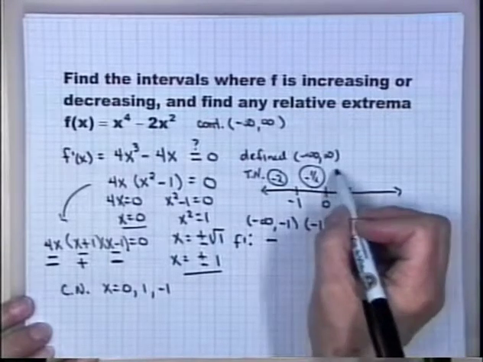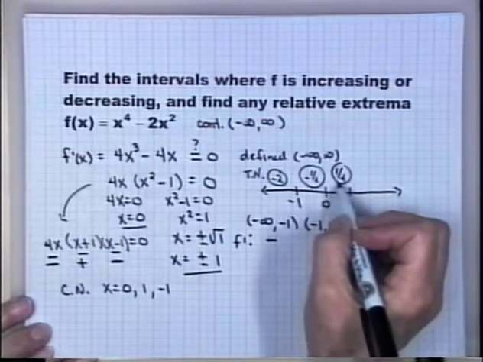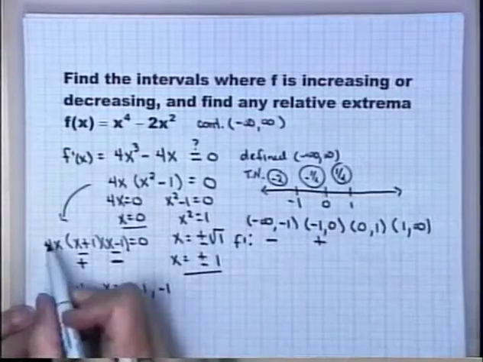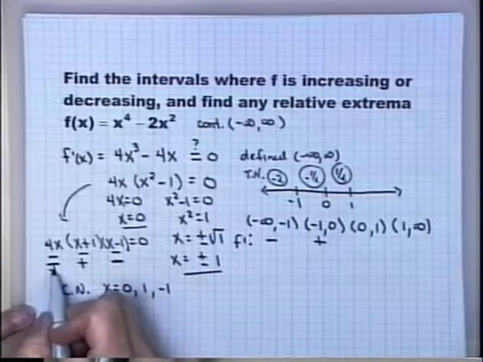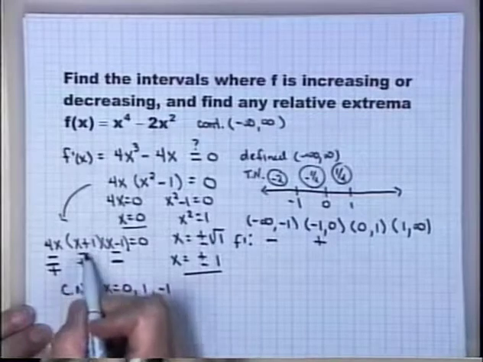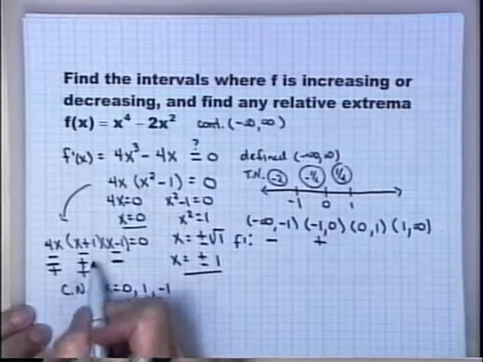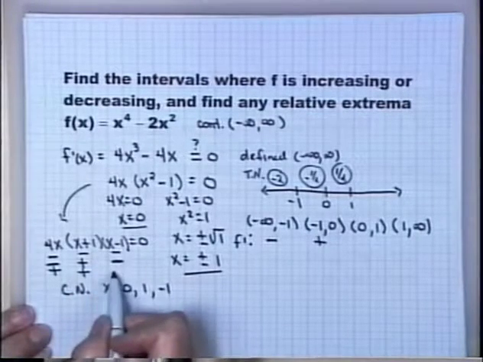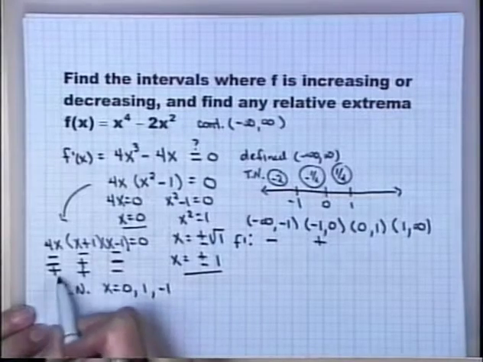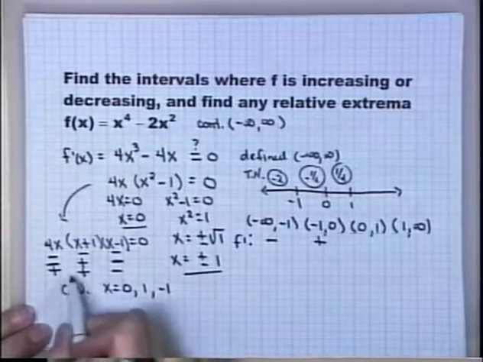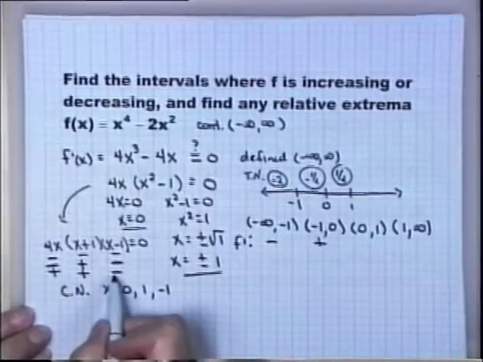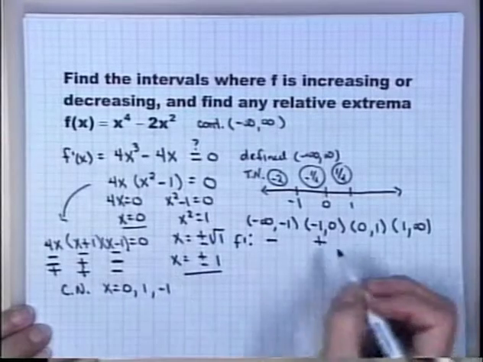Between 0 and 1, I can use the test number 1/2. So again, let's go to these factors. 4 times 1/2 is positive. 1/2 plus 1 is positive. 1/2 minus 1 is negative. If I multiply two positives times a negative, I'm going to get a negative answer.